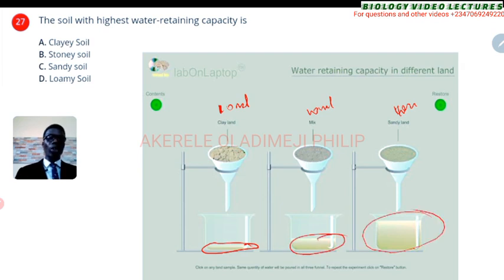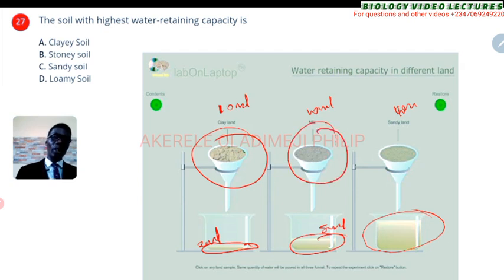For clay soil, maybe only 2 ml escaped. That means the remaining 8 ml is retained here. This one has 5 ml here, 5 ml is retained back here. This one has maybe 8 ml here, and maybe only 2 ml is retained here. So it means that clay soil has the highest water retaining capacity. Basically, it can hold on to water, because it has less space between its particles, while sandy soil has a lot of spaces within it. That's why water can just pass through easily.